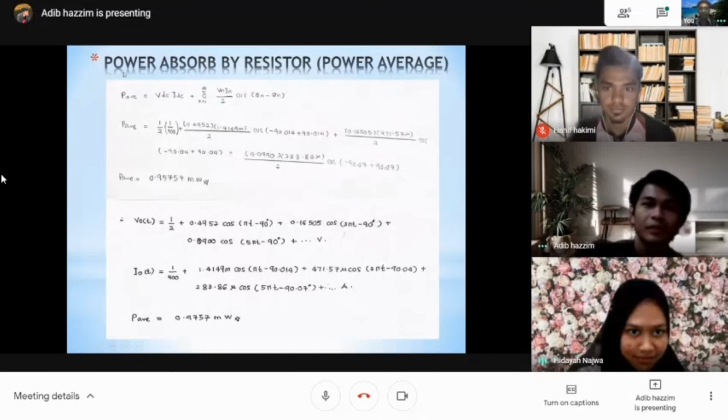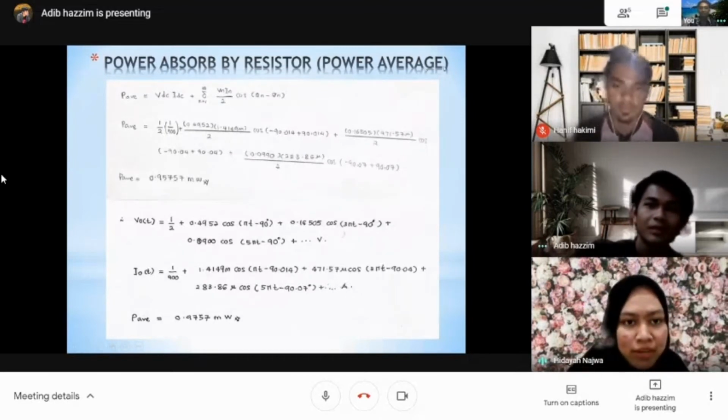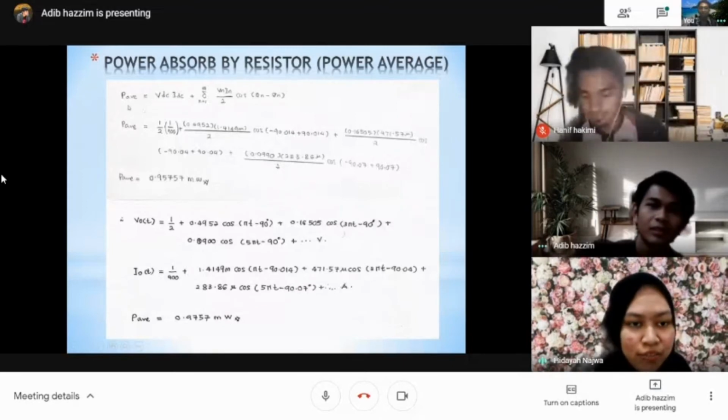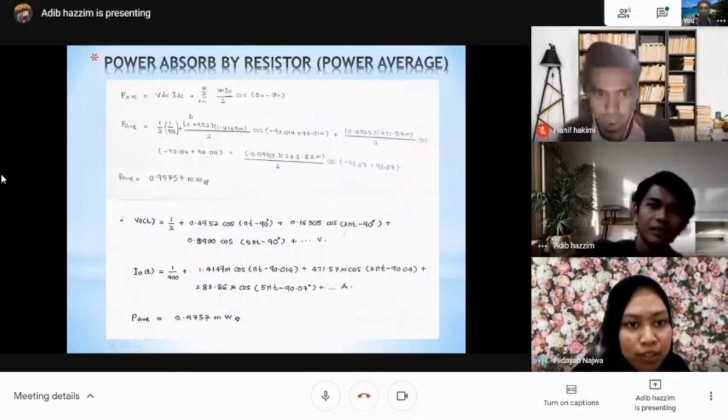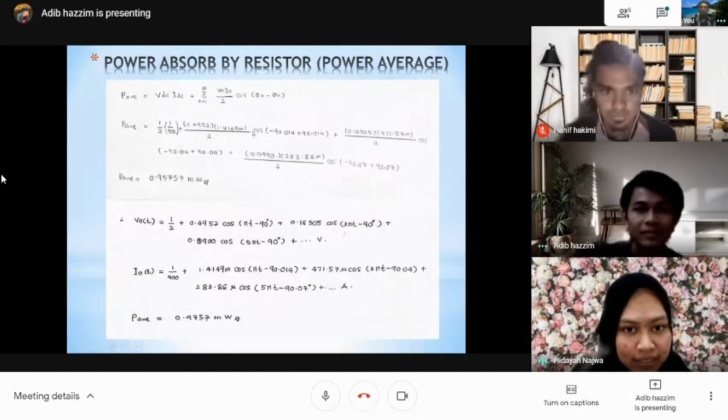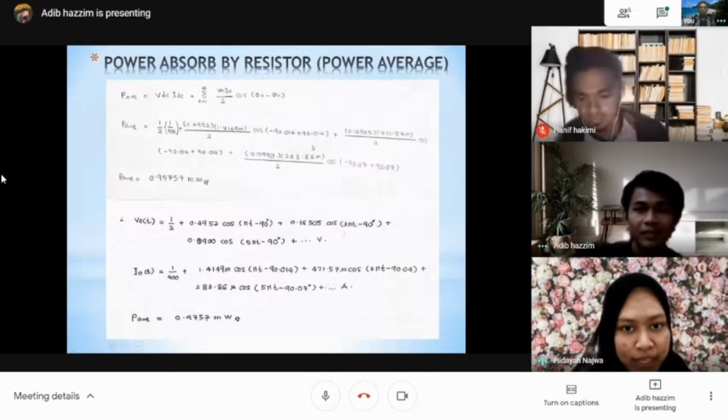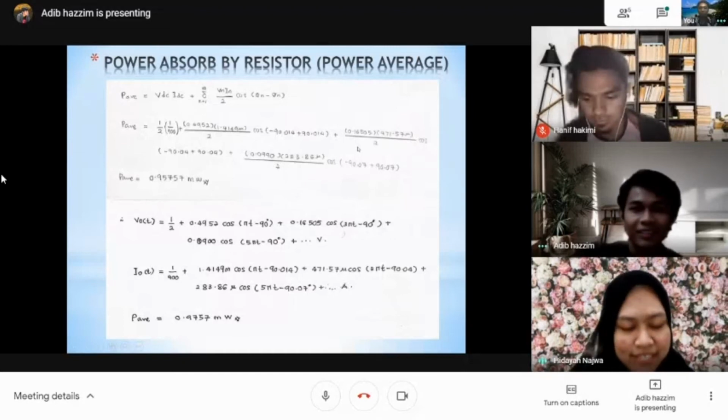Okay, so lastly, we will calculate for power absorbed by resistor, which is the power average. So that is the formula for power average. VDC is 1 over 2. IDC is 1 over 900. And then we will insert for V1 I1 divided by 2 cos the angle. And then V2 I2 divided by 2 cos the angle.